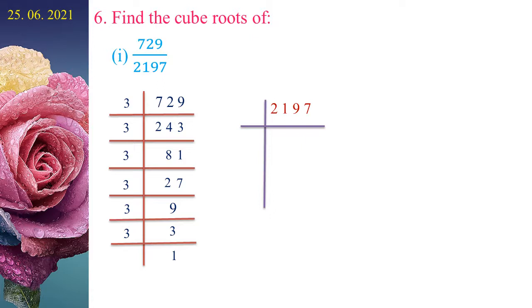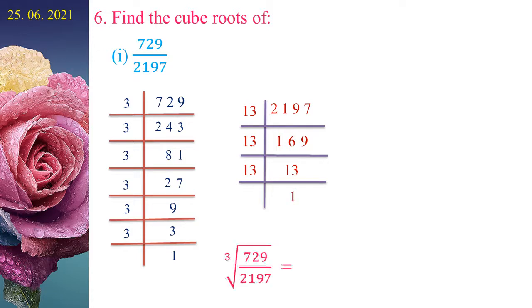Let's find the prime factors of 2197. The number 2197 is divisible by 13. 1 13 is 13. Balance 8, 89. 6 13s are 78. Balance 11, 117. 9 13s are 117. The number 169 is divisible by 13. 13 13s are 169. The number 13 is divisible by 13. We will get 1.